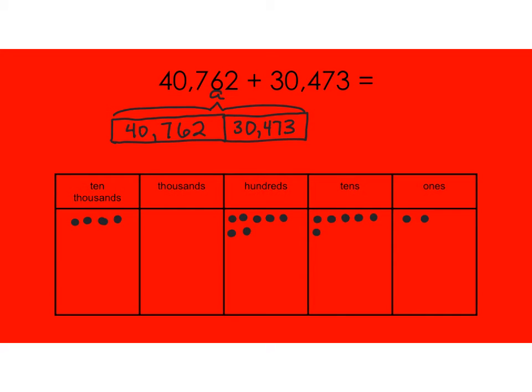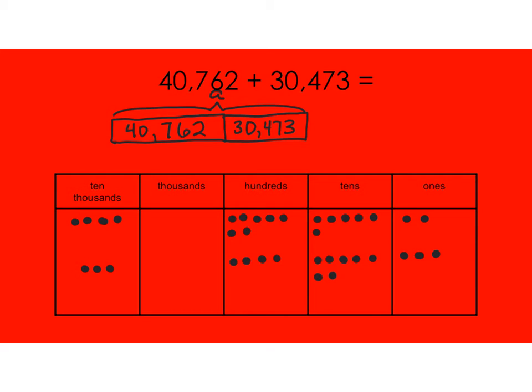Now I'm going to write the next number in my place value chart. Okay, so I put the next number, 3 ten thousands, 0 thousands, 4 hundreds, 7 tens, and 3 ones on my place value chart. So let's look to see if we have to do any regrouping. In the ones, we have 1, 2, 3, 4, 5.